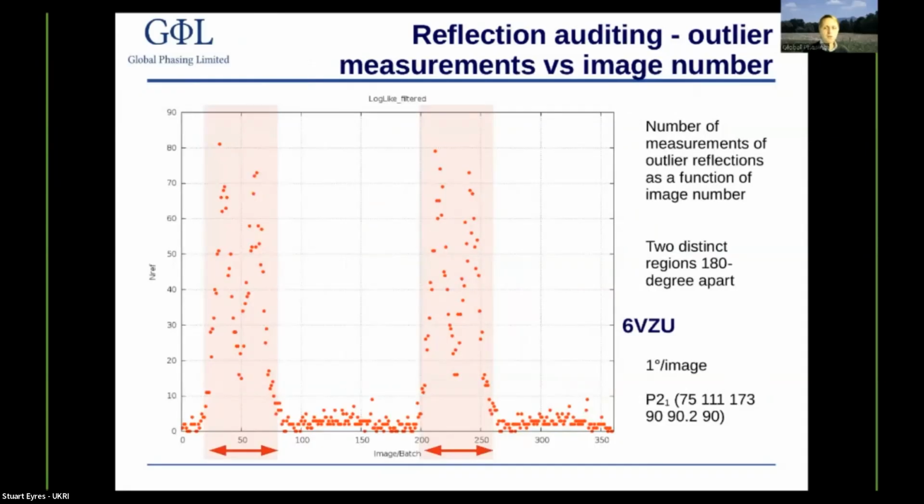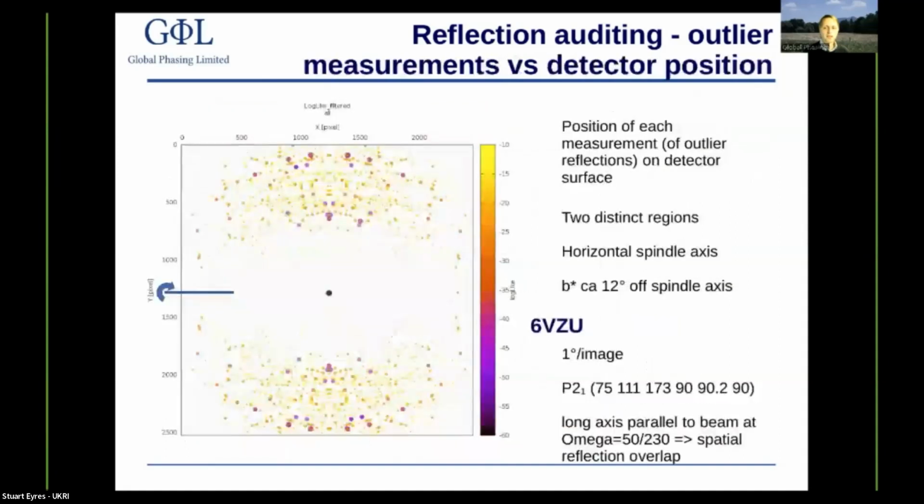When looking at all the measurements of those outlier reflections shown on the previous slide and plotting the number of outlier measurements as a function of image number, we see some very distinct features. Two regions 180 degrees apart from each other have a much higher number of measurements contributing to those outliers than the rest. And if you look at those measurements now not as a function of image number, but by their location on the detector surface, we can see that these are not randomly scattered, but clustered towards a region furthest away from the rotation axis.